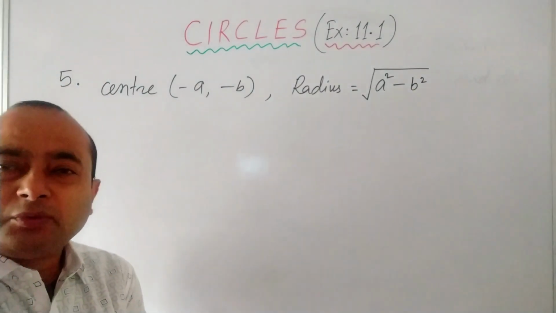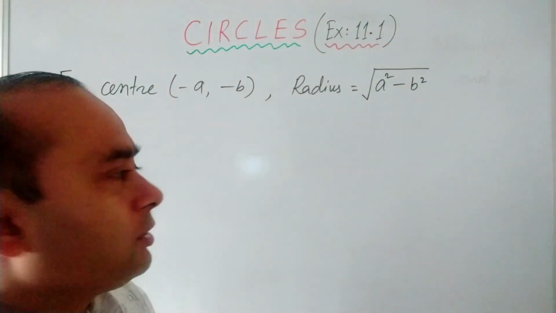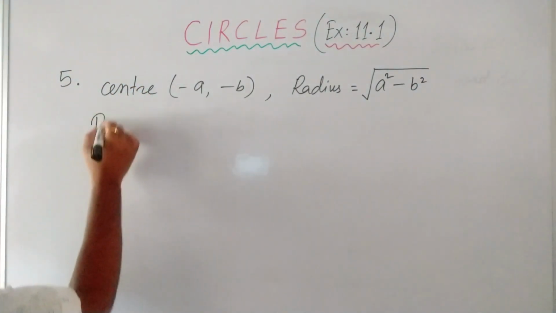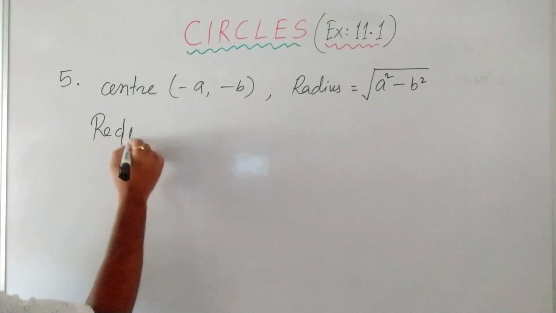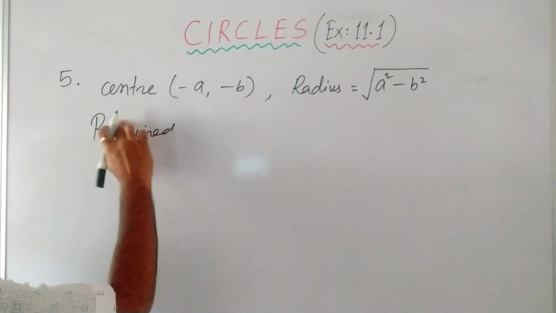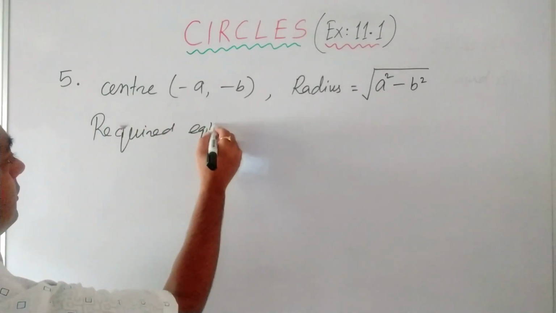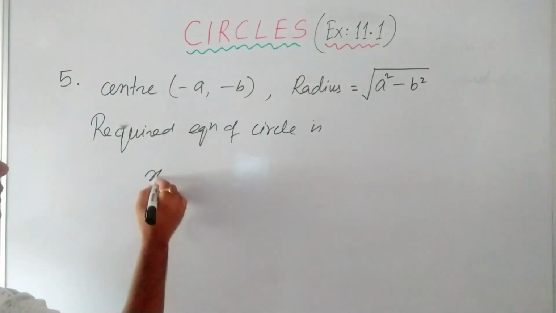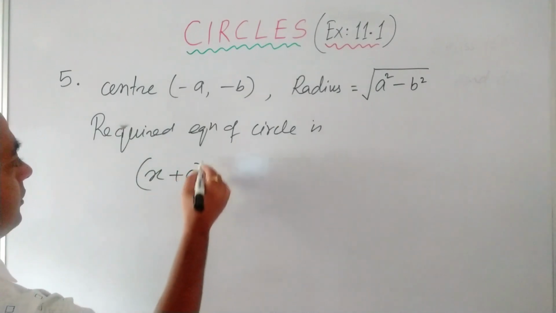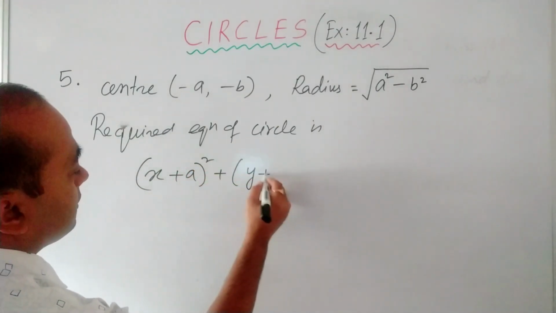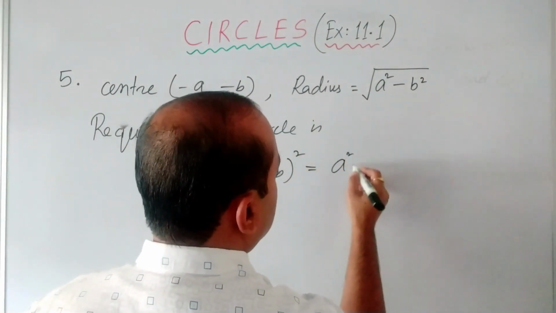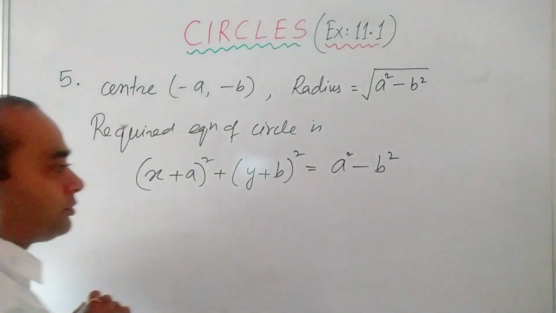Question number 2, 3, 4 you can do. They are similar questions. And directly going to question number 5. So in this case, the required equation of circle is (x plus a) whole square plus (y plus b) whole square equal to a square minus b square.